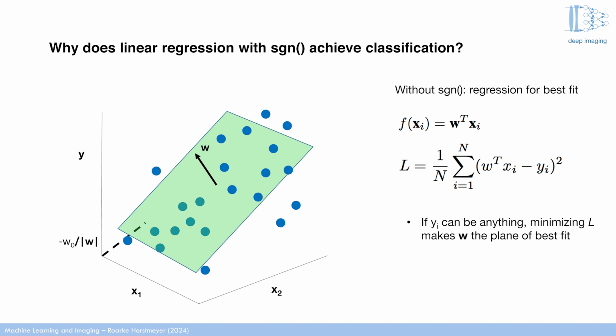Without any categories, you try to find a W that minimizes this equation. It minimizes the squared error, which means it minimizes the distance to all those points effectively. You're going to find a plane of best fit for these points. That is true, right?